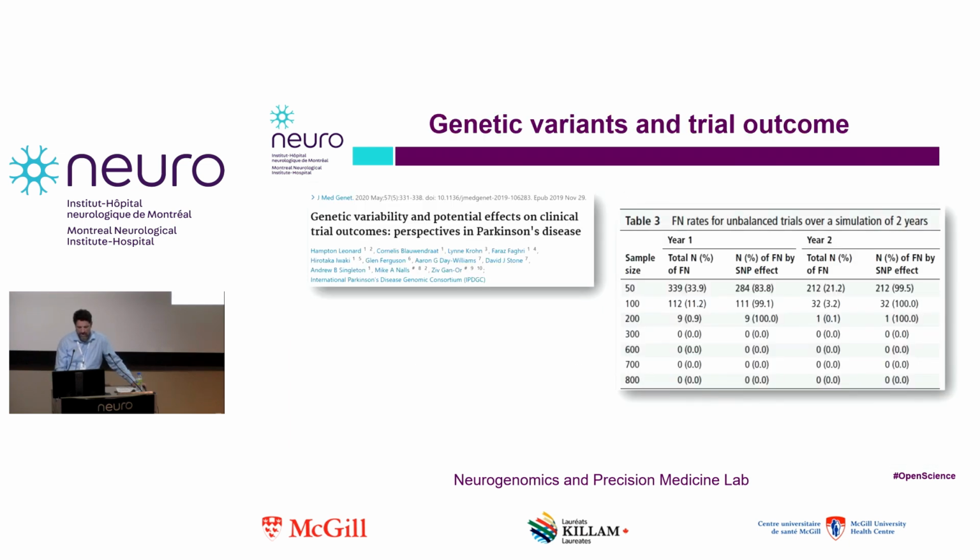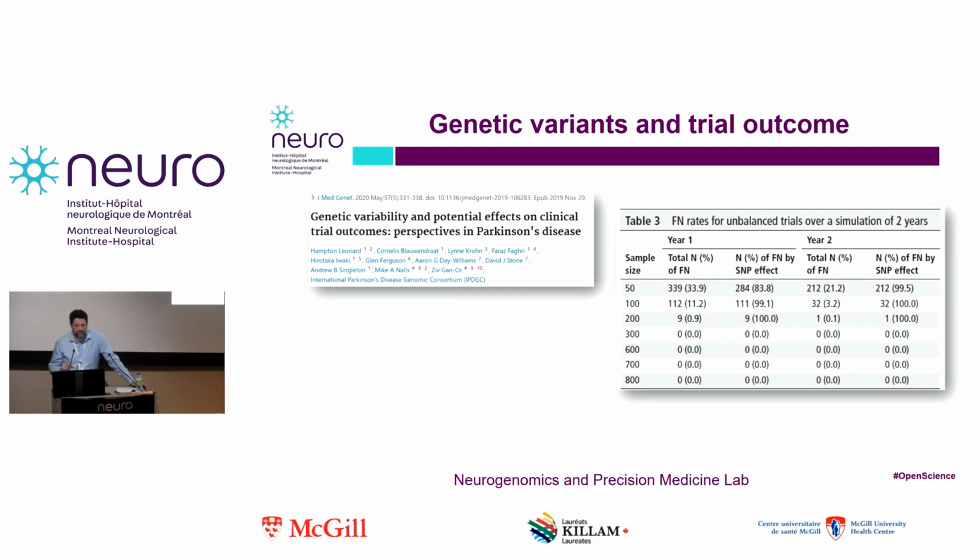Now, a few years back, we did a study together with Mike Knowles and Cornelis and Andy Singleton that Hampton Leonard from the NIH led, in which we used actual genetic data from Parkinson's patients to simulate how variants that affect rate of progression may affect the outcomes of trials if you don't take them into account.